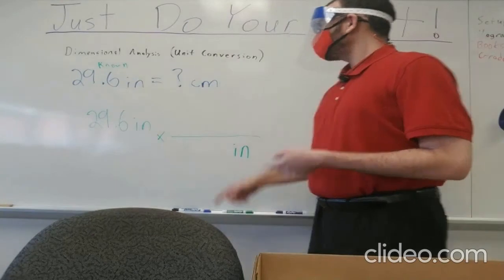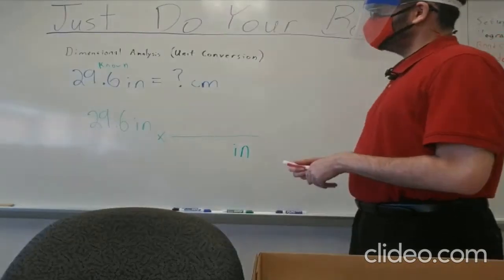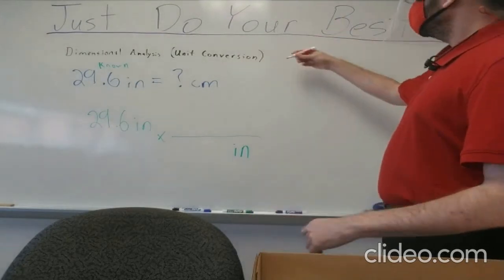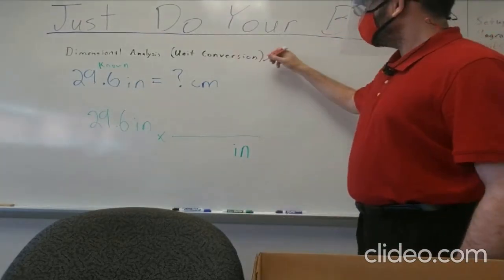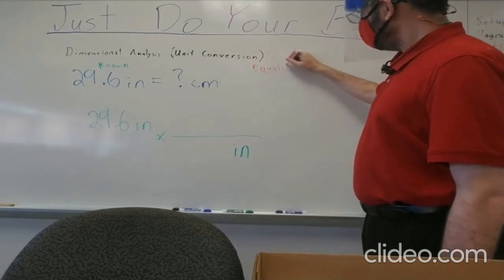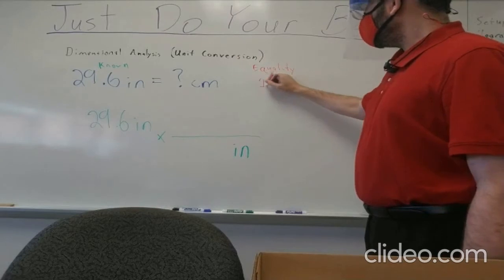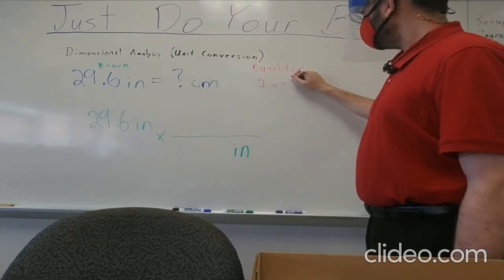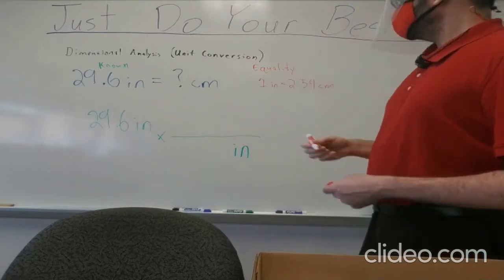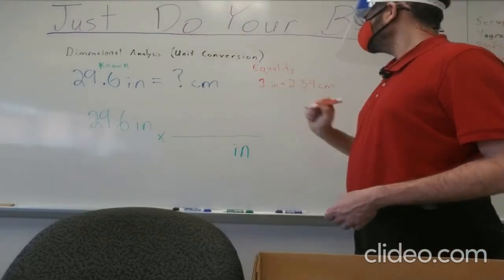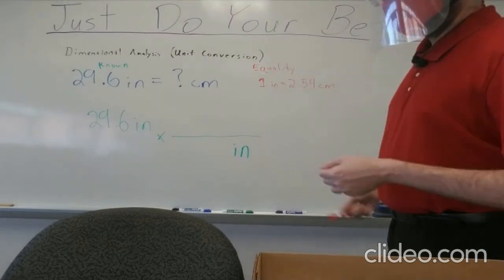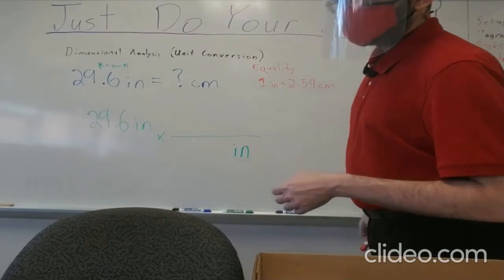Now, earlier I had talked about equalities. Well, an equality is one thing equal to something else. In this case, we only need one equality, okay? And that equality that we need is 1 inch is equal to 2.54 centimeters. This is on your equalities page, which I will now be calling the conversion page. Is actually, I think, the first one on there. Oh, no, it isn't. The first one under length and distance.